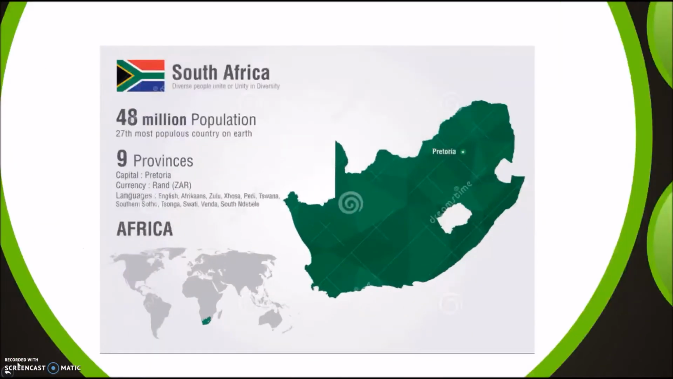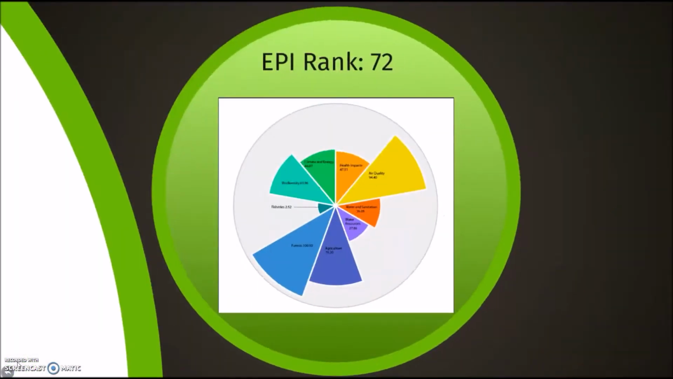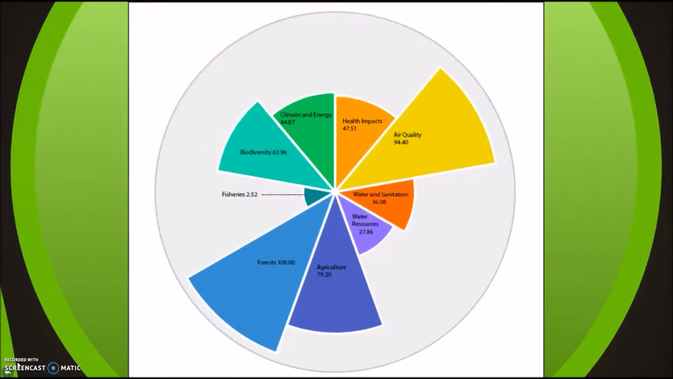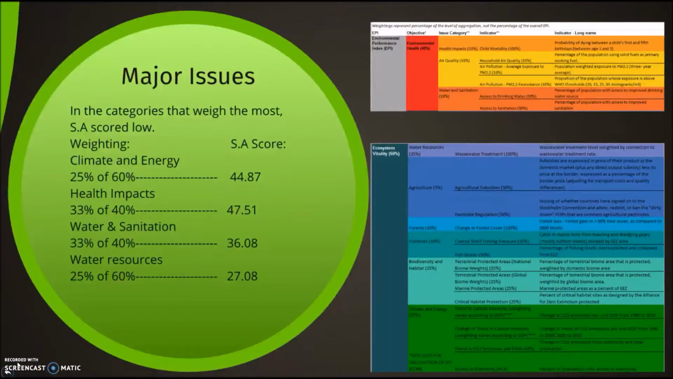South Africa. South Africa is ranked 72nd in the world in its EPI, and these are the scores. Now notice that the categories that weigh the most, which are water and resources, water and sanitation, health impacts, and climate and energy, are scored very low in this particular pie chart in comparison to what they should be.